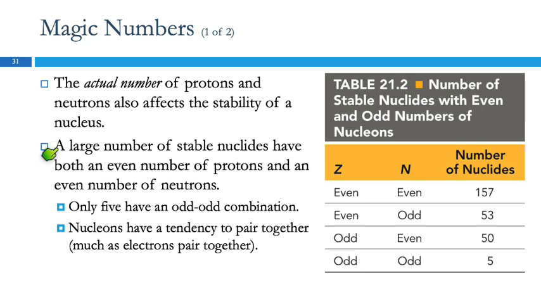So a large number of stable nuclides have both an even number of protons and an even number of neutrons. So 157 stable nuclides are even-even. Only 5 are odd-odd. That's a big difference. And the even-odd combinations are also significantly smaller than the even-even. So there's something special about having even numbers of nucleons. And we can explain this because nucleons have a tendency to pair together, much like electrons pair together. When we learned about electron structure, we learned that electrons can have opposite spin, and they'll spin pair in an orbital, even though they're both negative and shouldn't want to be with each other, right? So protons and neutrons can do that as well, and that's why an even number is more stable in general than an odd number.